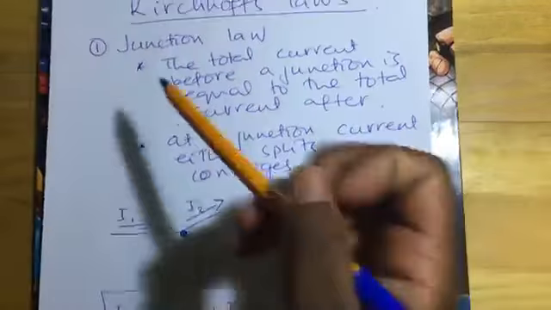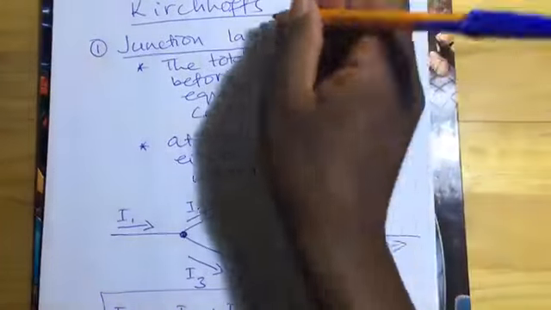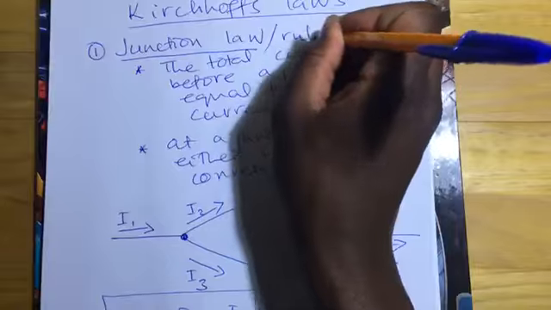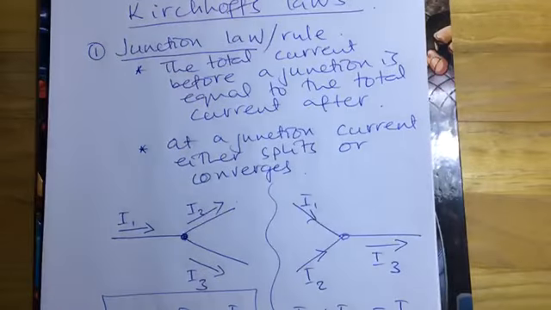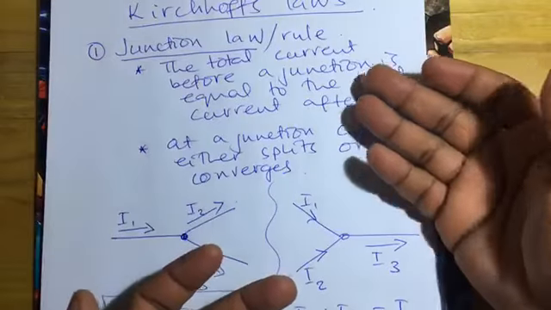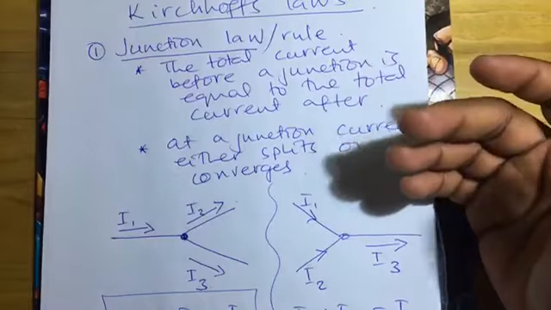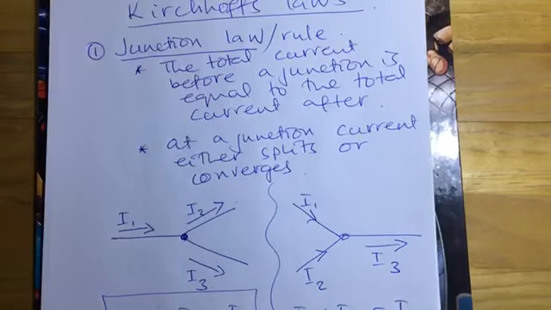So the first law is the junction law. I'll ask you these questions. Some books would say the junction rule. You get? It's the same as long as you know how to use it. And if you know how to use it, obviously you'll be able to remember how to state it. The next one is the loop law or the loop rule.